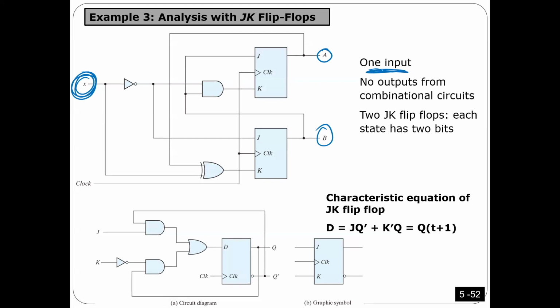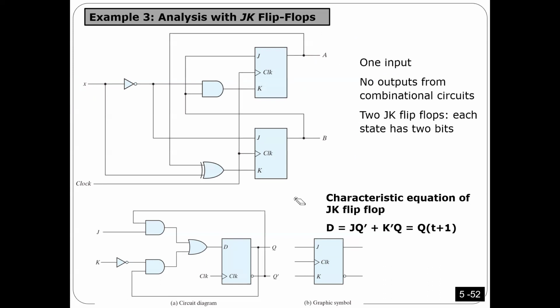But be careful. When I say I don't have any outputs, I mean I don't have output coming from a combinational circuit. That means I don't need to add a column for the output, because in this case the output can be taken from the states themselves. That's the meaning of it. There is no special output I need to add to the table.